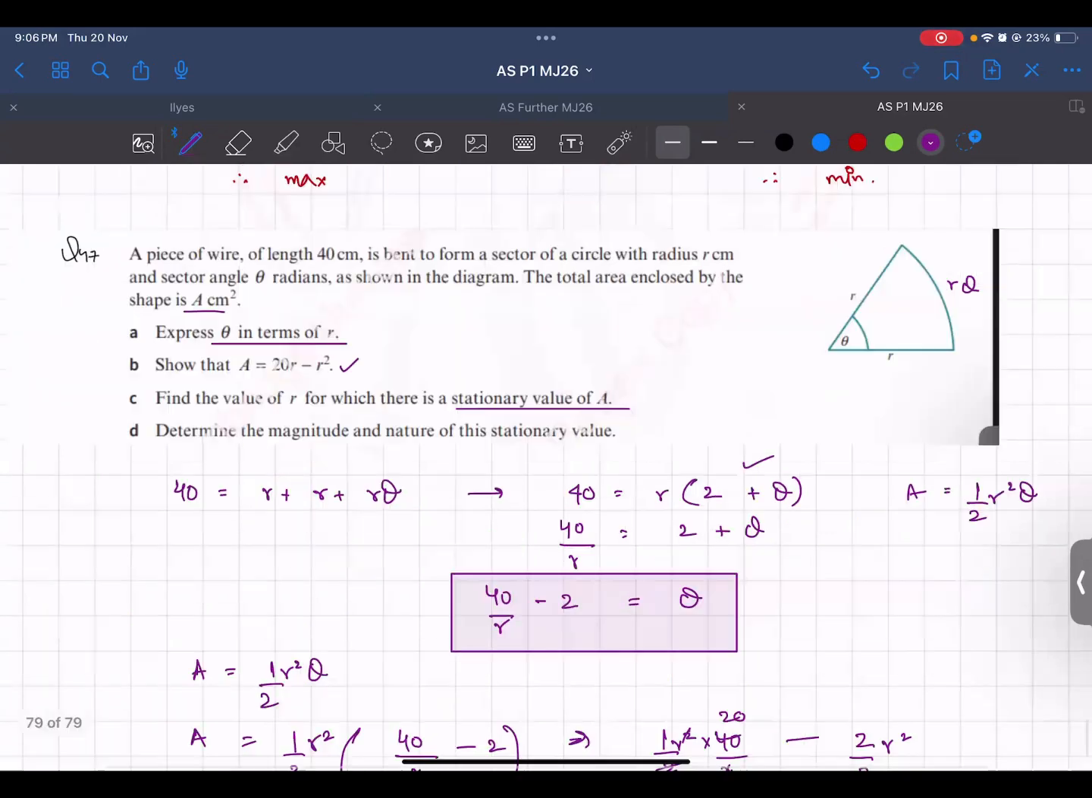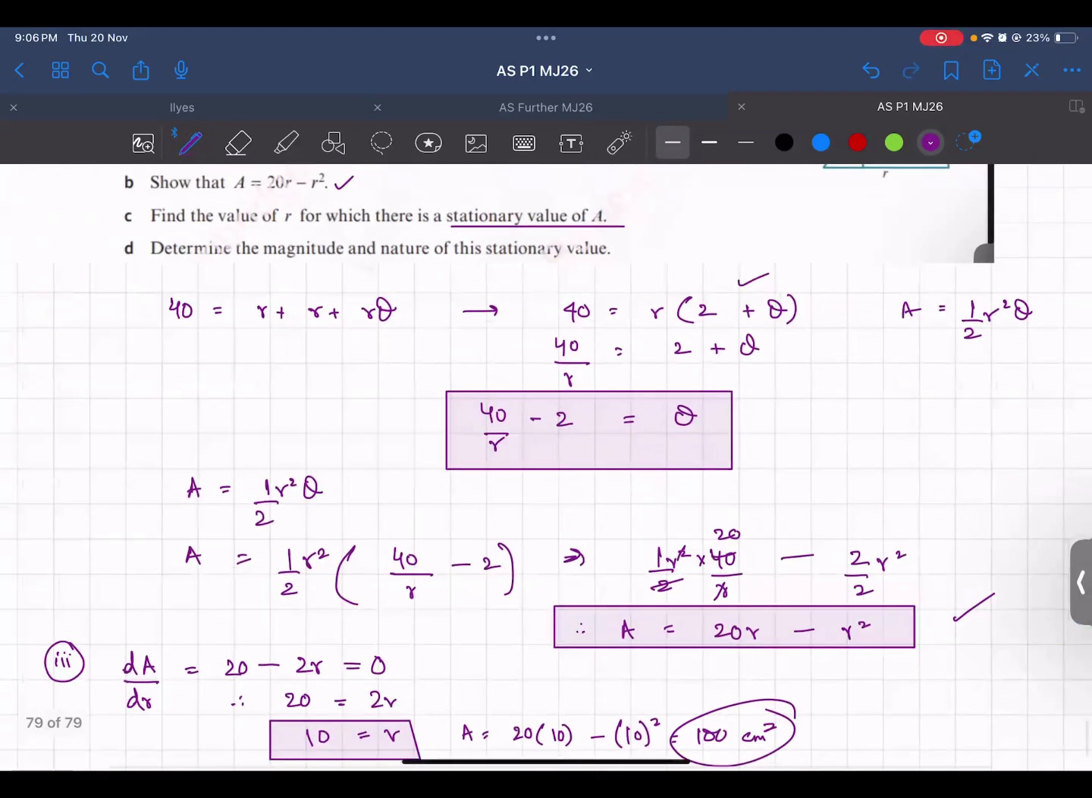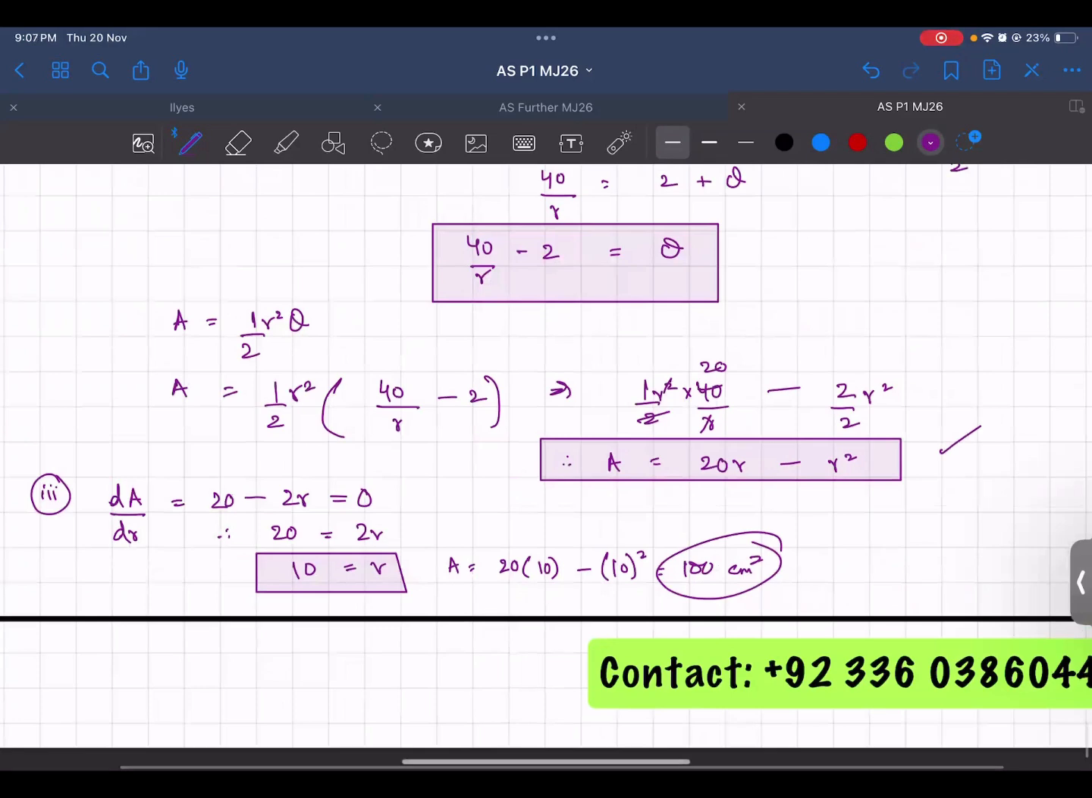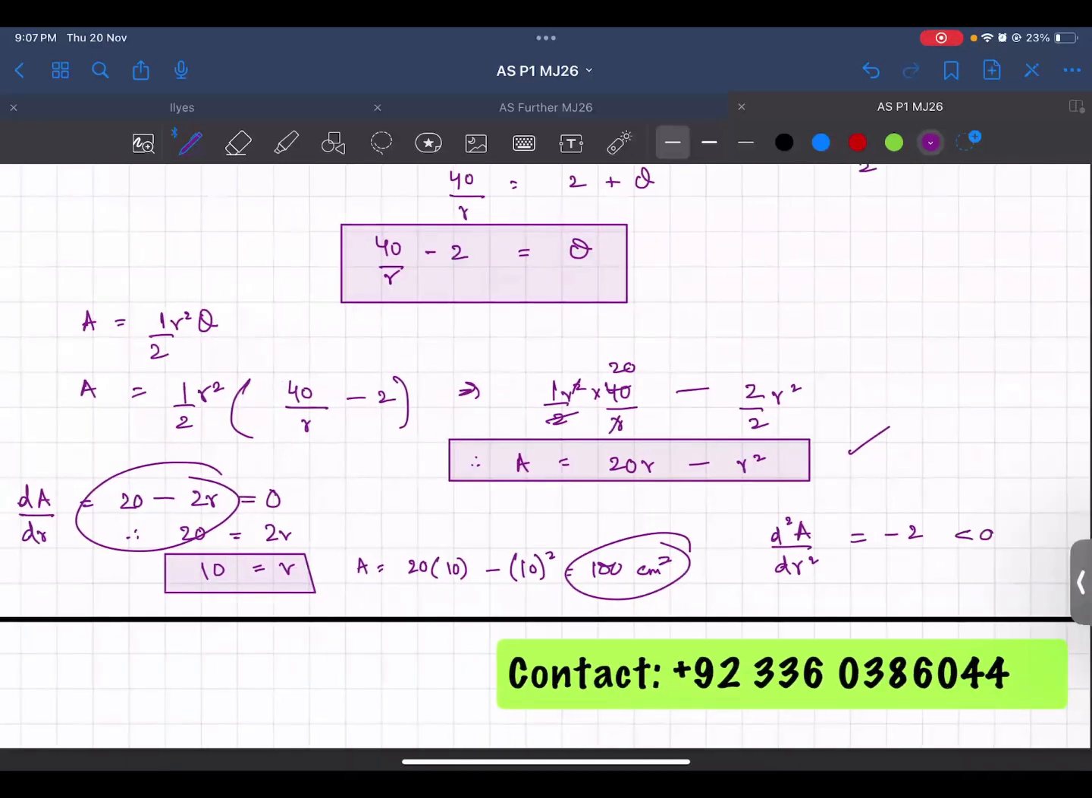Let's see the nature of this. We know that this is the stationary value of the area, but is it maximum or minimum? We will have to differentiate it again. So the double derivative d square A upon dr square will be the derivative of this thing, which will be minus 2, isn't it? The derivative of 20 becomes 0 and minus 2r becomes minus 2. And you can see this is negative, which is less than 0. This means this is a maximum value. So this area is the maximum.